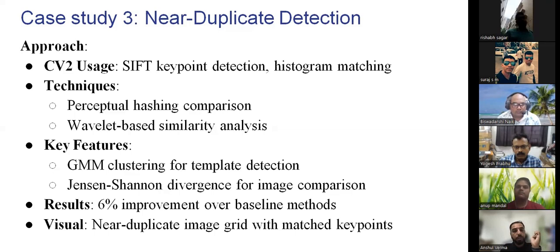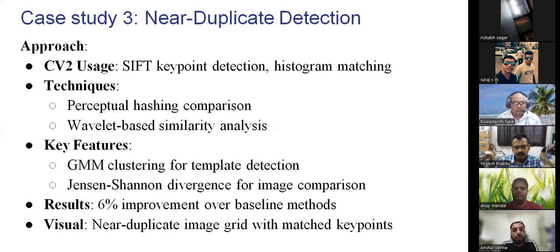The two techniques which are used here are perceptual hashing as well as wavelet-based similarity analysis. In perceptual hashing, it creates a compact representation or a hashed representation of an image based on its appearance. And very small differences in the image lead to small changes in the hash. That is, they are robust to minor edits like compression or scaling. In wavelet based, this analyzes image frequency components using wavelet transform.